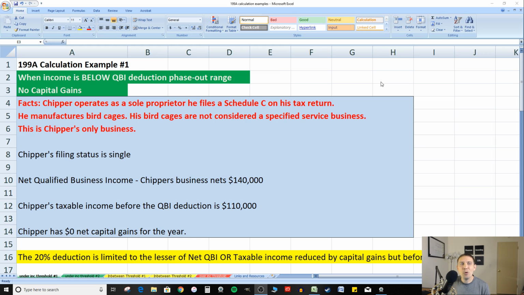Let's go ahead and start with example number 1. In example 1, we're looking at a taxpayer when their income is below the QBI deduction phase-out ranges, which we discussed in the last video.